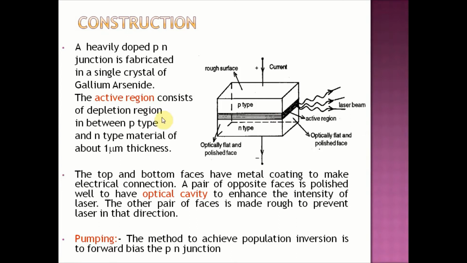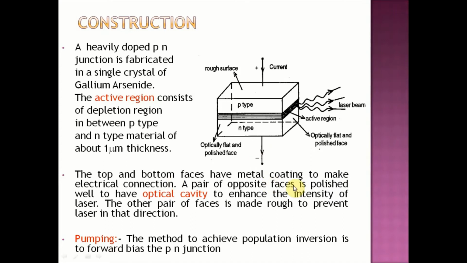Now we will go to the next part. The top and bottom faces have metal coating to make electrical connection. So this is the top part and this is the bottom part. Here p-type material is connected to the positive terminal and n-type material is connected to the negative terminal. So that is a forward bias condition.